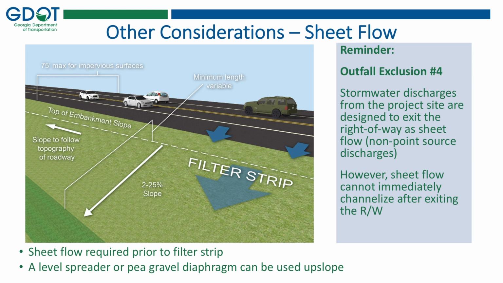In regards to sheet flow, GDOT has an outfall level exclusion that can waive MS4 BMP requirements. Outfall exclusion number 4 applies to stormwater discharges that exit the right-of-way as sheet flows. If sheet flow can be maintained as it leaves the right-of-way and does not immediately channelize after leaving the right-of-way, then outfall exclusion number 4 may apply to your project. If a ditch is visible in the cross-section, it is likely that this exclusion is not appropriate for the basin. Outfall level exclusion number 4 will need to be approved by GDOT if runoff channelizes outside GDOT right-of-way.